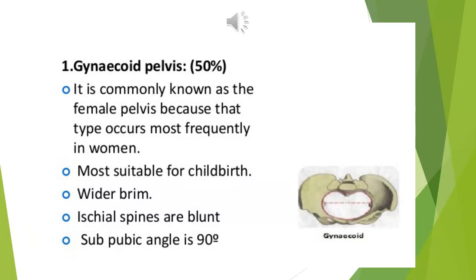It has a wider brim, the ischial spines are blunt, and the subpubic angle is around 90 degrees. The inlet is round or slightly ovoid with the transverse diameter placed well forward from the sacrum. The side bones of this type of pelvis are more vertical than in the android pelvis. So this type is known as the gynecoid pelvis, which is more suitable for childbirth, and this is the normal female pelvis.